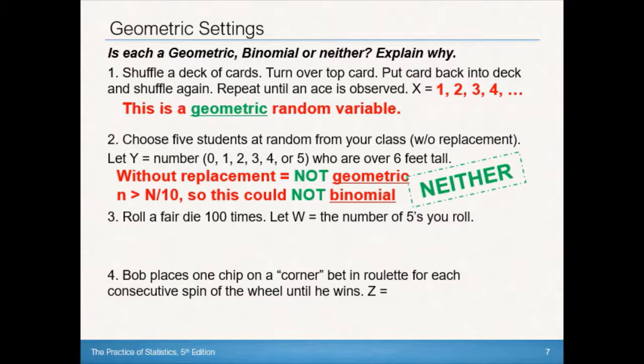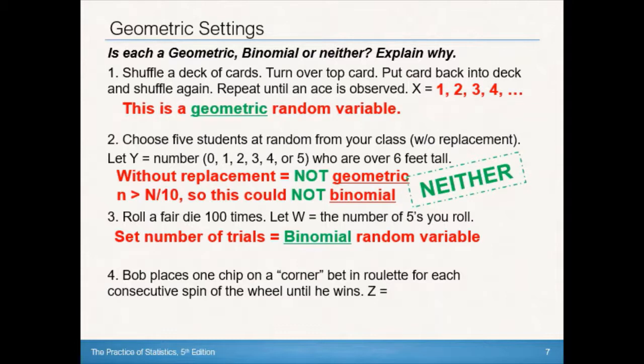All right, number 3, roll a fair die 100 times. Let W equal the number of 5s you roll. Is this geometric, binomial, or neither? This one is binomial because of the set number of trials. We're not going to stop once we get a 5. We're going to keep rolling 100 times and then just count the number of 5s. So that is definitely a binomial random variable.